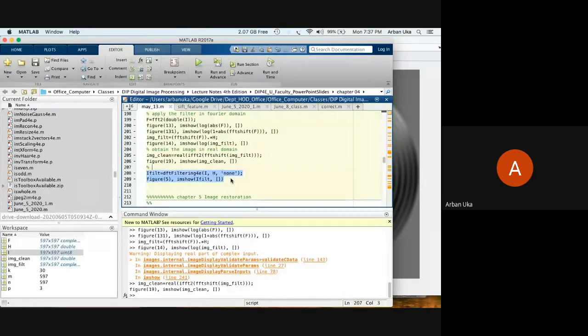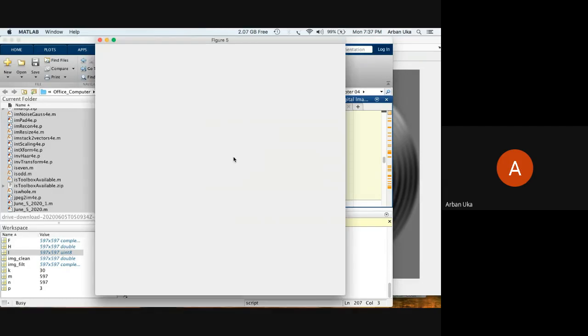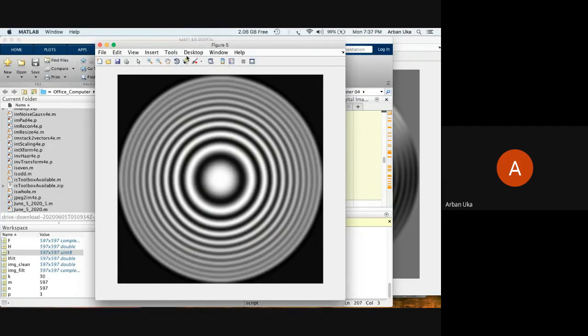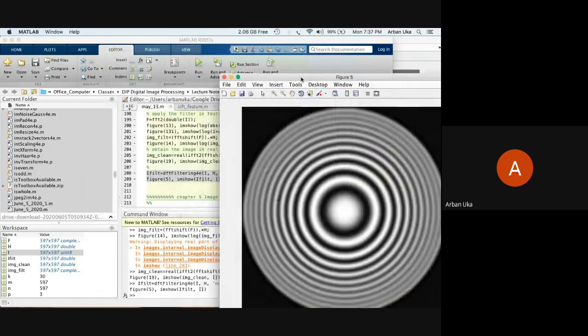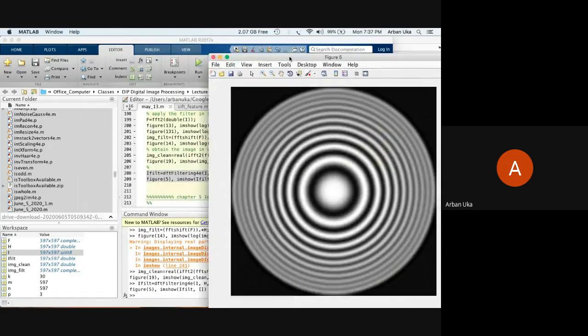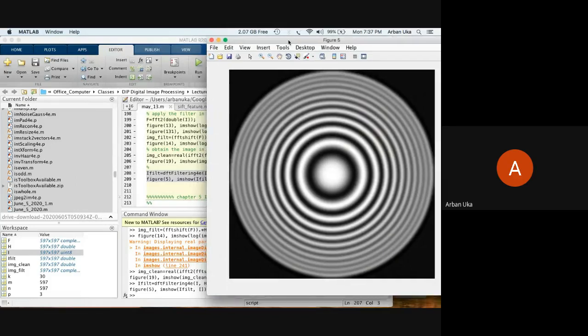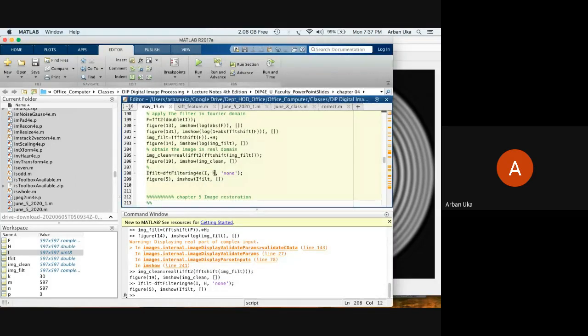Now, the same filtering can also be done by implementing this other function, which is DFT filtering using the image I with filter H. Let's evaluate this. So again, what we see here is that we defined the filter H. This was the image I, and with this function, we automatically implemented the filtering.